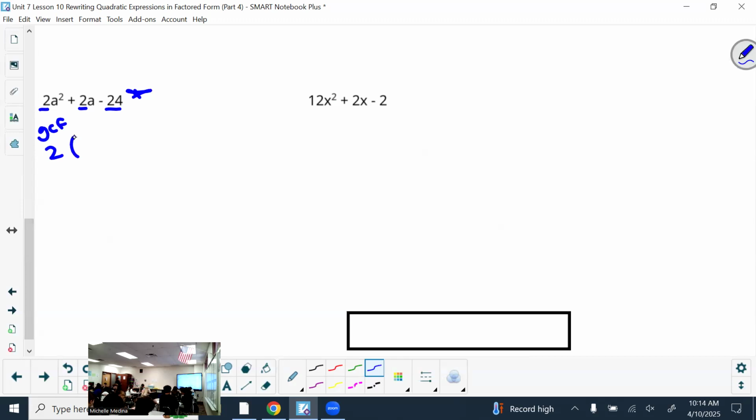As long as we keep writing it outside of the parentheses, we won't have to do anything else with it. Inside the parentheses needs to be what we get from dividing each term by our GCF. So we're going to do that now. 2 over 2 cancels. Same thing over here. I end up with a squared plus a, and then, class, what was negative 24 divided by 2? So I end up with that in the parentheses.